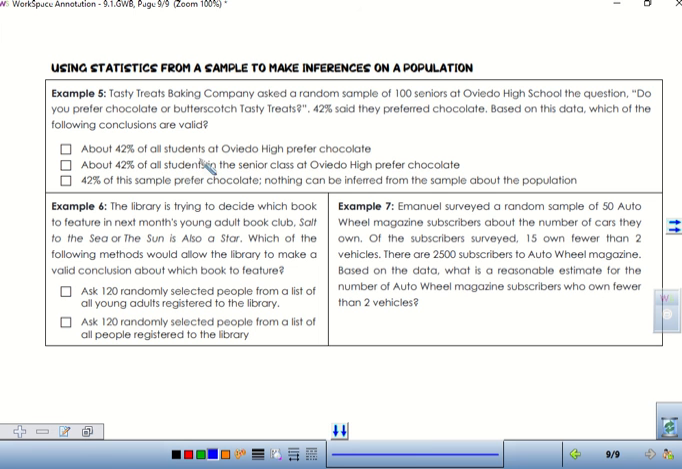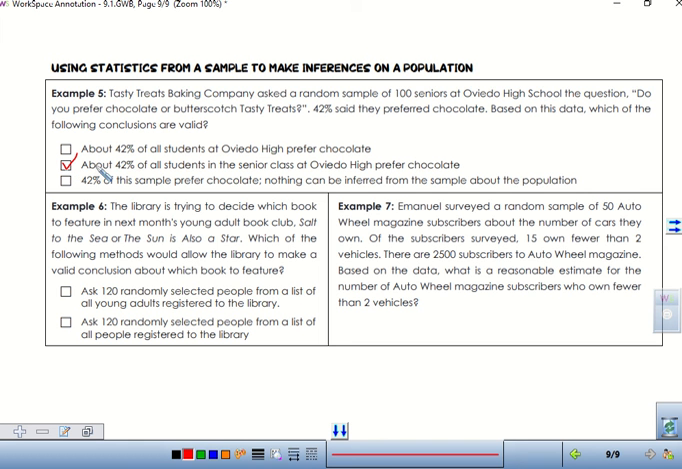About 42% of all students at Oviedo High School prefer chocolate. About 42% of all senior Oviedo High School students prefer chocolate. Or 42% of the sample prefer chocolate. Nothing can be inferred from the sample about the population. Who thinks it's the first one? Who thinks it's the second one? Who thinks it's the third one? It's actually the second one.